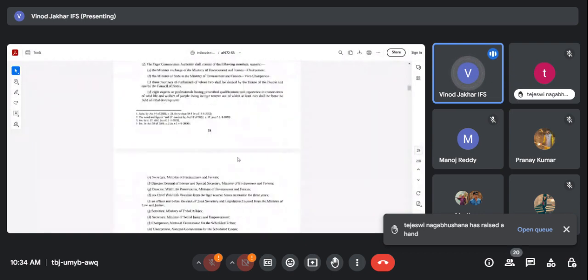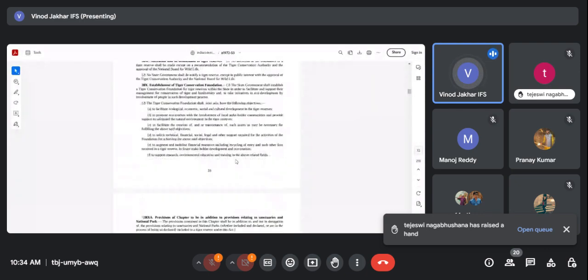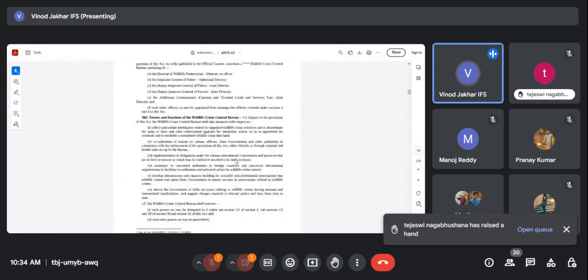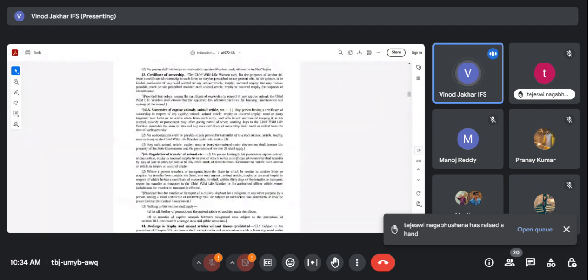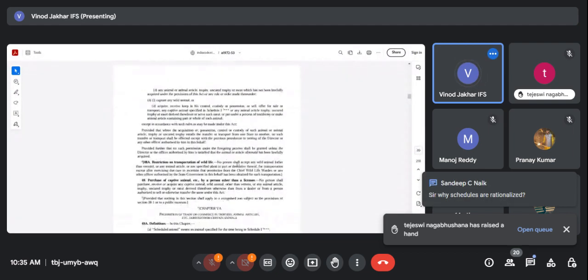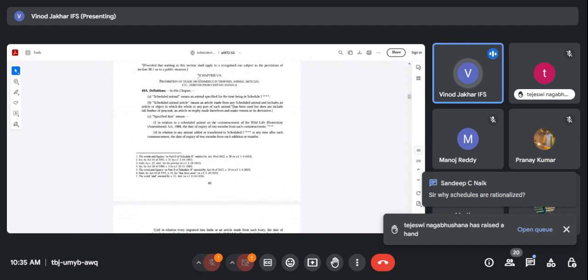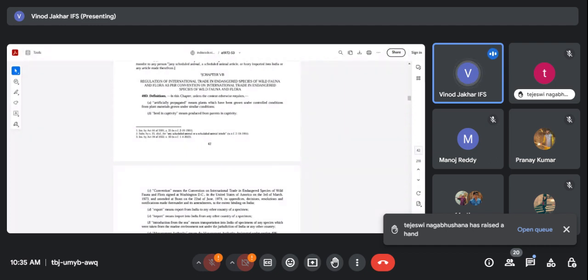Other provisions are regarding the transport of animals and all, so we don't have to go into so much detail. This is the Wildlife Crime Control Bureau. This is trade or commerce in wild animals. This again is prohibited and has the highest punishment. This chapter has the highest punishment. Prohibition of trade or commerce in trophies, animal articles derived from certain animals. This is for poachers and organizations. This is CITES. This chapter has been added.